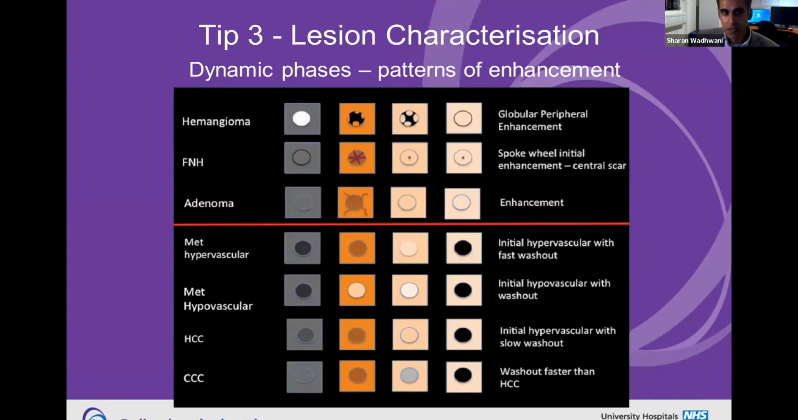Now, if you Google characterization of liver lesions, you'll get 100 different images like this that show you what things should look like in a T2, an arterial, a portal, and a delayed phase. There are classical patterns, and I'm not going to go over each one to show you a breadth of lesions. That's freely available online. But actually, these are really useful, okay? So my tip 3 is learn these. Learn the classics, and if something fits into it and it's perfect, great, okay?